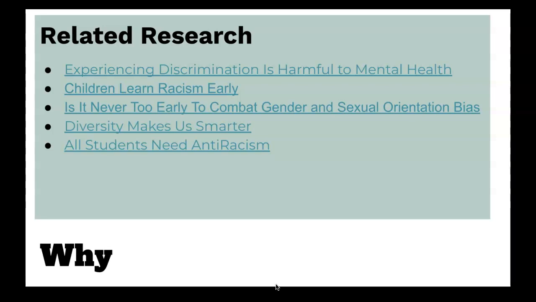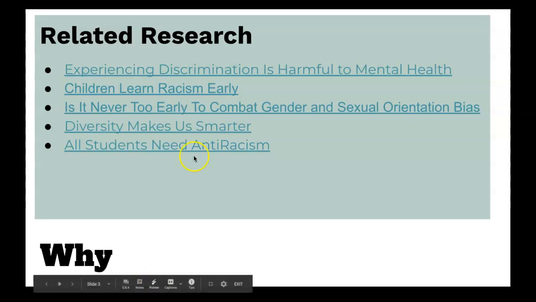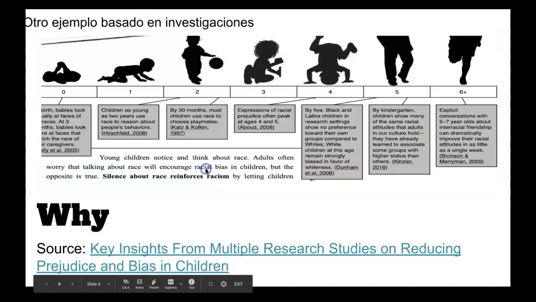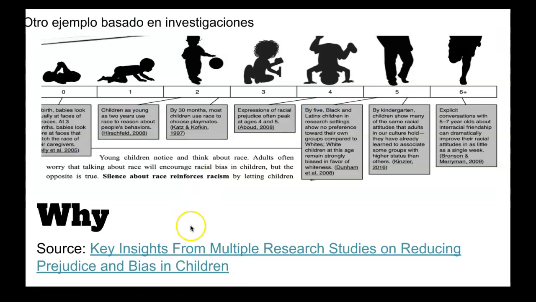One, that discrimination is harmful to students' mental health, and so we want to make sure that we create spaces that honor our students, and in order to do that, these spaces have to be both inclusive and create a sense of belonging. We also know that it's not just about what our students experience, but what our students can cause. There's quite a lot of evidence about how children learn racism early, yet it's never too early to combat gender or sexual orientation bias, and some other articles here about the value of this type of work, and some other key insights.